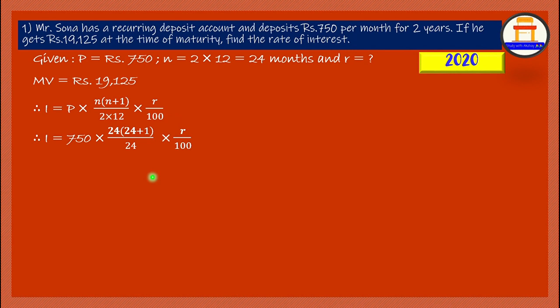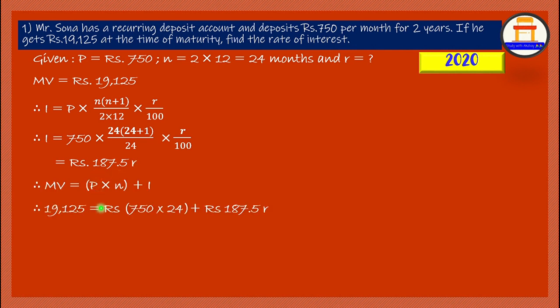Right. Let's move ahead further. Upon simplifying, we get interest as 187.5 r. It is in terms of r. Next, maturity value is equal to P into n plus I. We know the maturity value has been given in the question as 19,125. In place of maturity value, we are substituting 19,125, and principal into n, that is 750 into 24, plus interest, that is nothing but 187.5 R. Upon simplifying, we get 187.5 R equals 19,125 minus 18,000. So 750 into 24 is nothing but 18,000. Upon simplifying, we get R is equal to 6%.